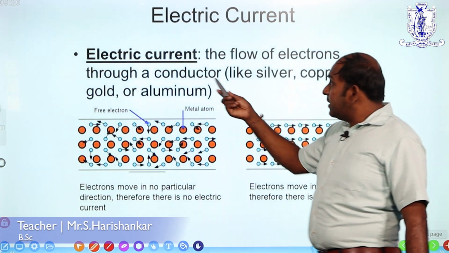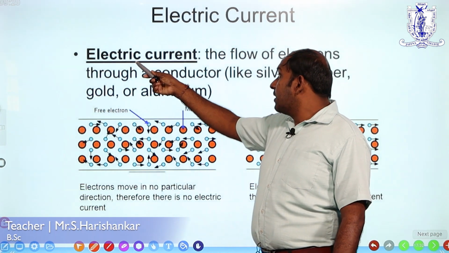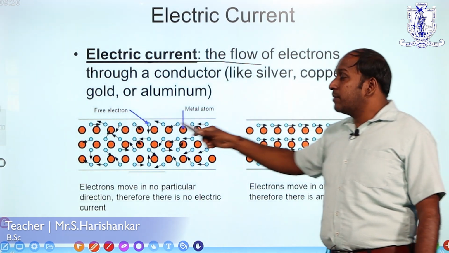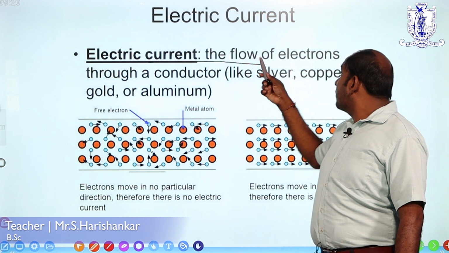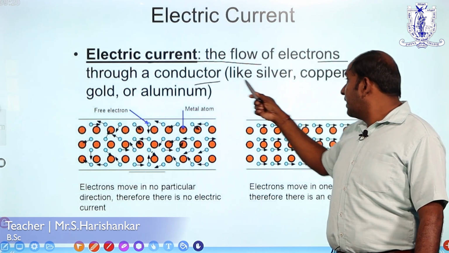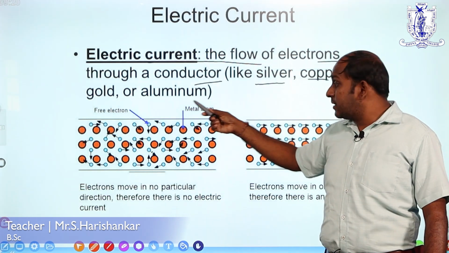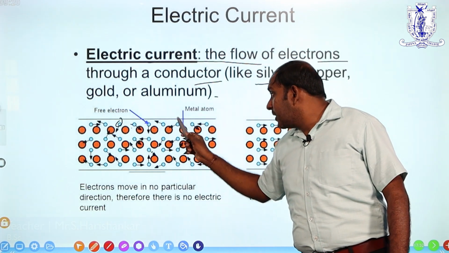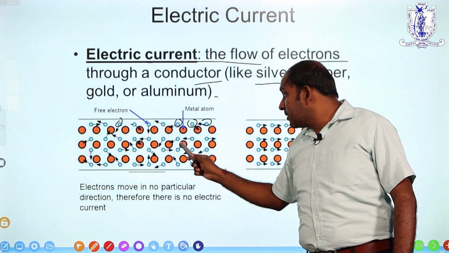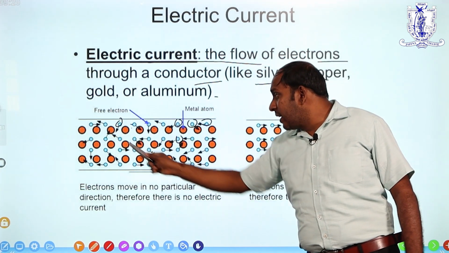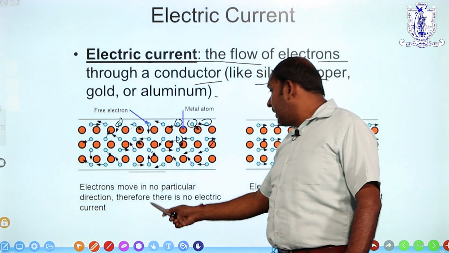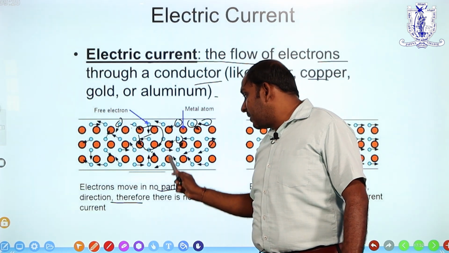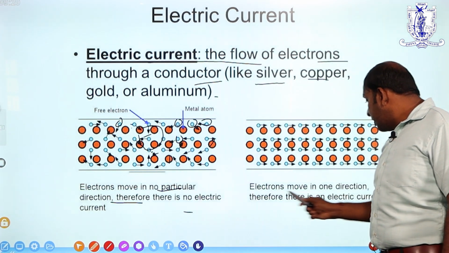Now electric current. We already know these charges move in metals, and metals conduct electricity because of the flow of electrons through conductors like silver, copper, gold, and aluminum. In metals, positive ions are there, and the free electrons are also there. Here the blue color shows the moving electrons. The electrons move randomly, in no particular direction, in irregular patterns. But here the electrons move in one direction.